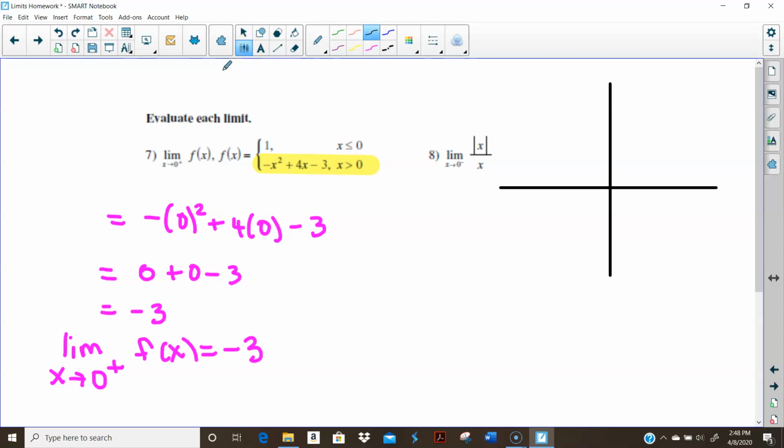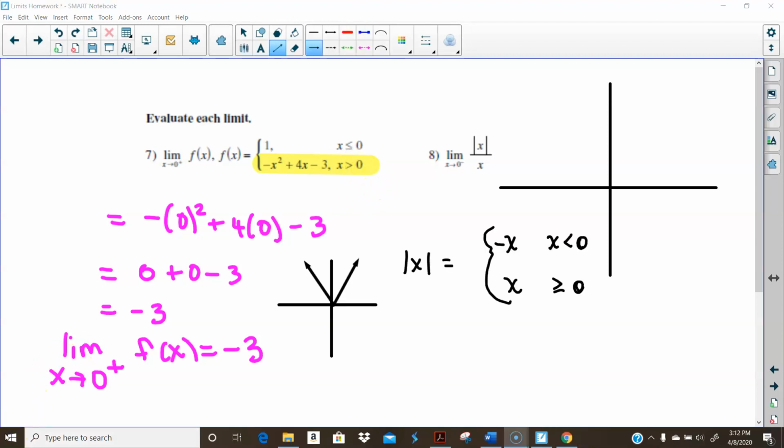So since I was looking for the limit as x approaches 0 from the right, I picked the right-hand piece. This piece is greater than or equal to 0, which is on the right-hand side of 0. And number 8, before we begin it, I want to remind you what the absolute value of x looks like.